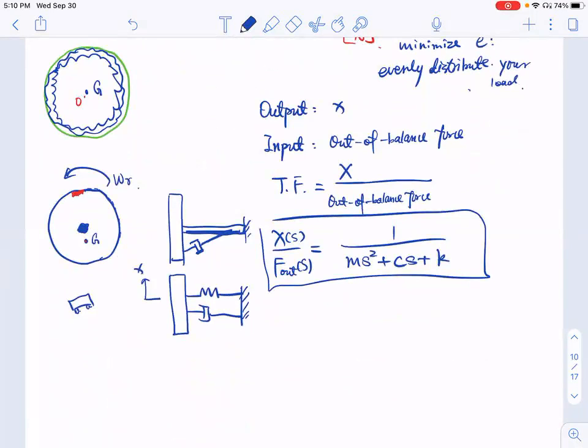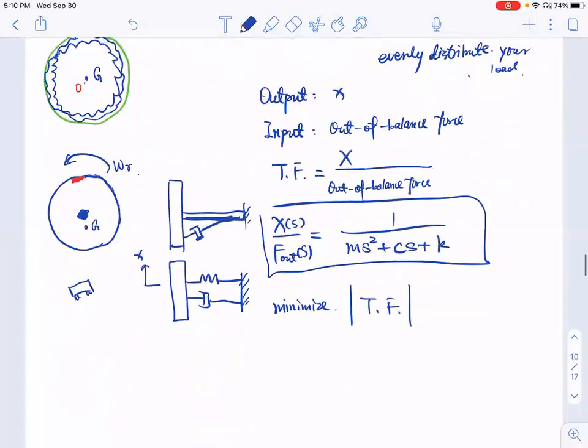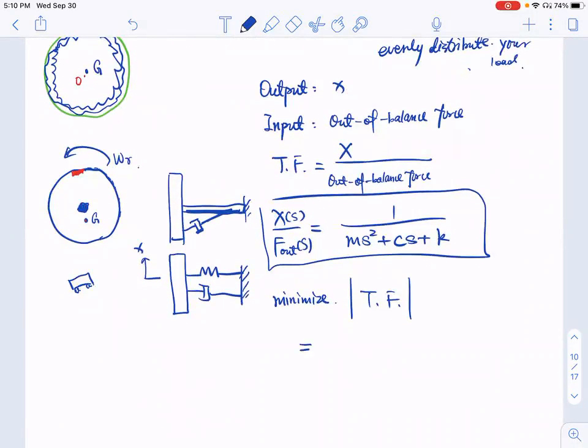As I said, you want to minimize the magnitude of your transfer function. What is the magnitude of your transfer function? You just replace s by omega j, and then you have 1 over (minus M omega squared plus K plus C omega j). That's a complex number. You want to minimize the amplitude of that complex number.